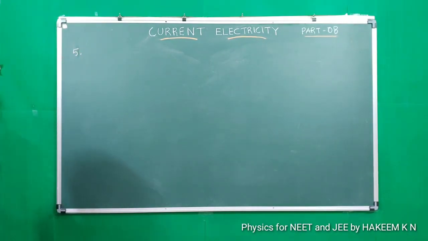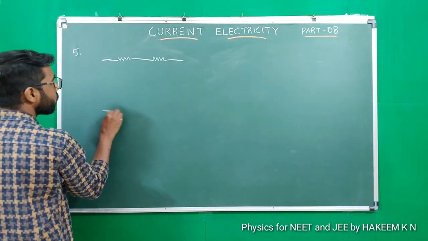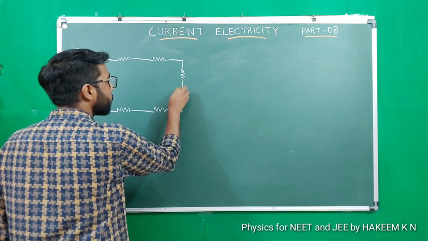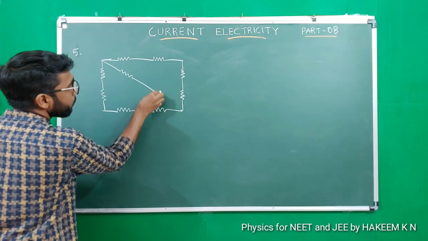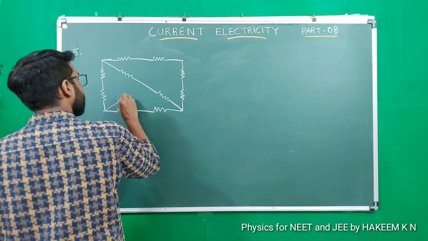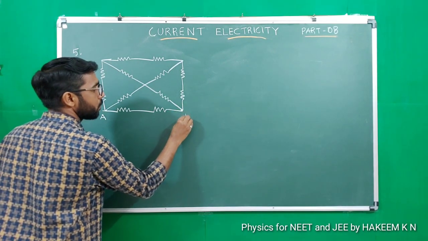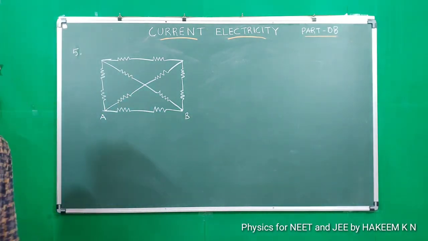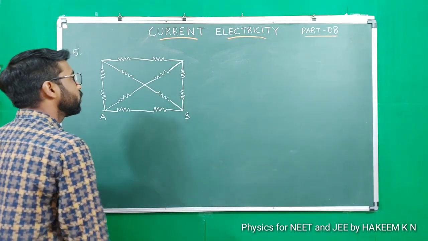Question number 5. A, B. All resistors are identical. R, R, R. Okay. How to solve?